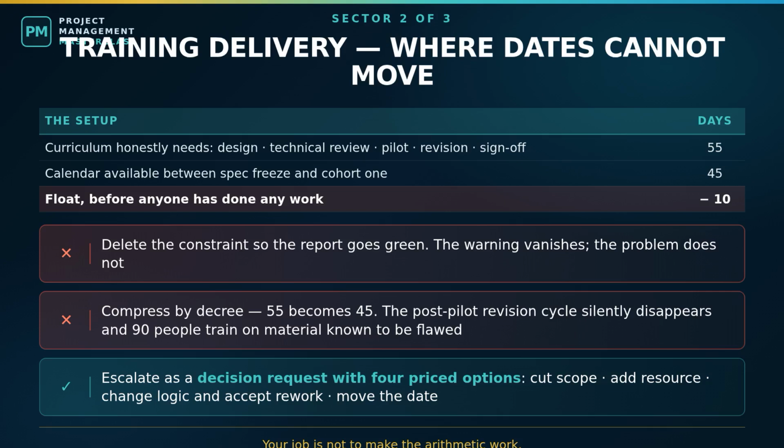Your role at this moment is not to make the arithmetic work. It is to make sure the person with authority to choose is the person who chooses. One more feature of training work. Instructor certification must complete before the first cohort, and if it slips, it does not delay the schedule by its own duration. It collides with a fixed date. Model that certification finish as a hard milestone and watch its float weekly, because that is your real critical path, whatever the software colors in red.